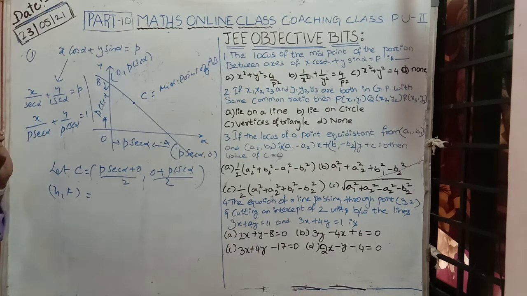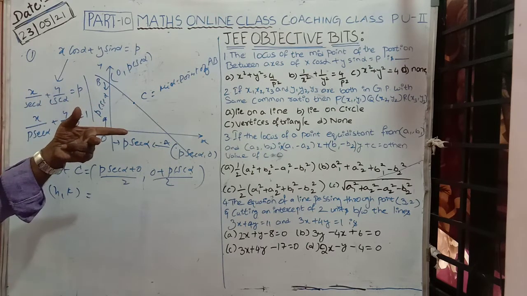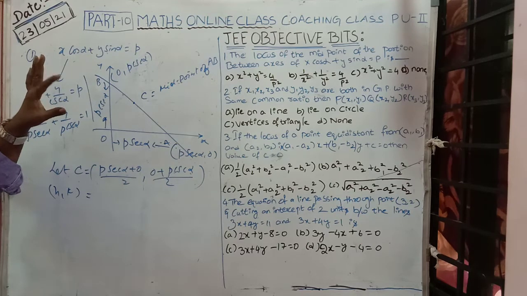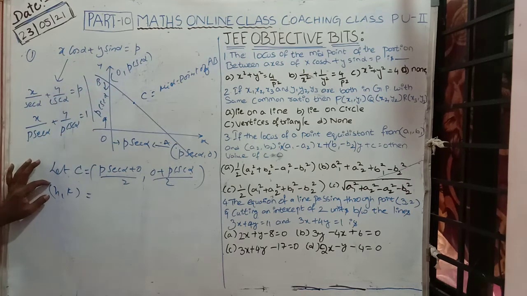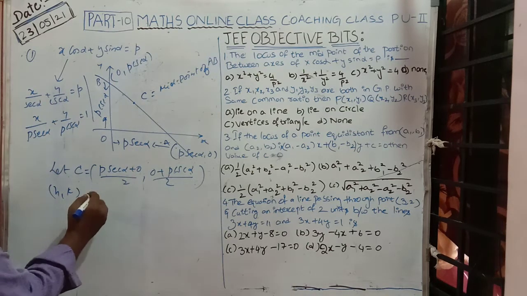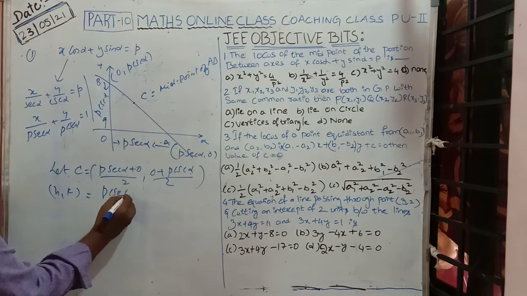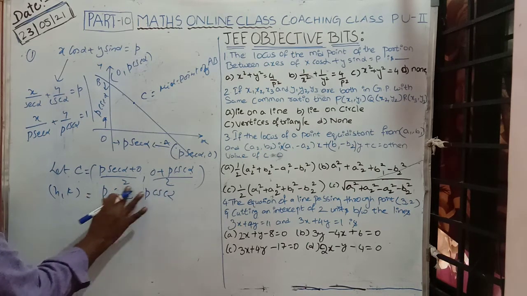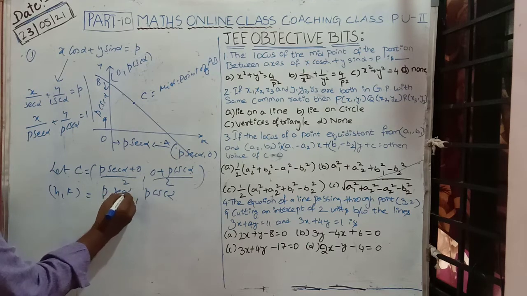Whenever we are asked to find the locus of a point, that point may be some C or P or whatever it may be. That is with coordinates (h, k). At last, for h you write x, for k you write y. That is the answer. So h is p secant alpha by 2, and k is p cosecant alpha by 2.